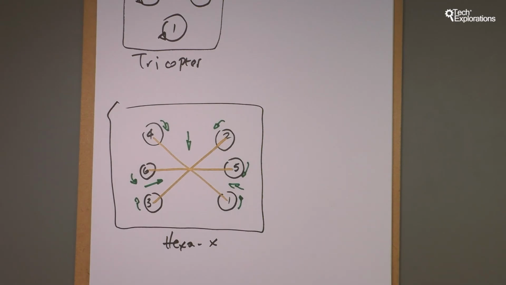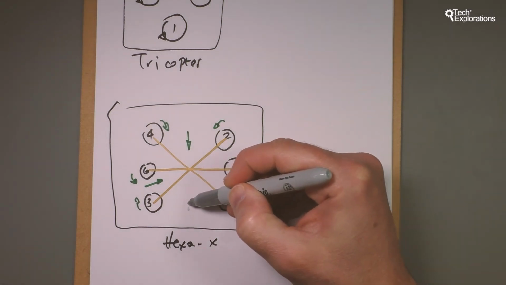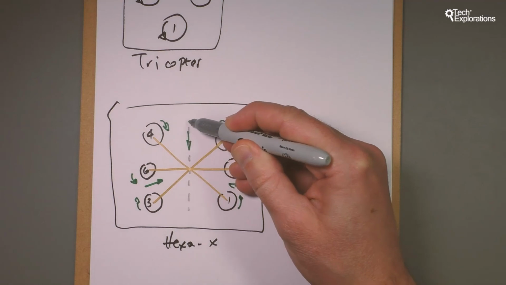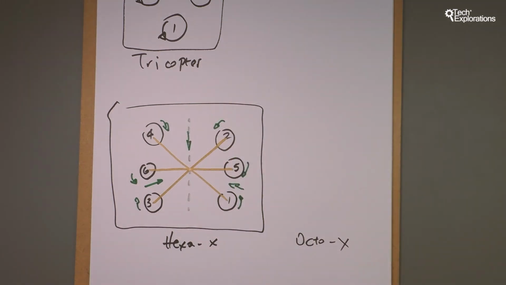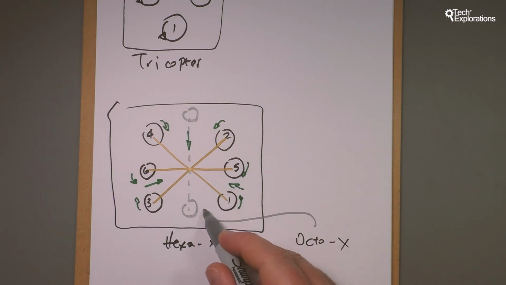You can then go to octa. I'm not going to draw that, but you have octo-X, an X configuration where you have an additional axis. I'm just going to draw it here actually, just so you can see how you can keep adding propellers in order to gain various flight characteristics. And then you have another 2 propellers at the 2 edges here. And that gives you an octo-X, a drone with 8 propellers.